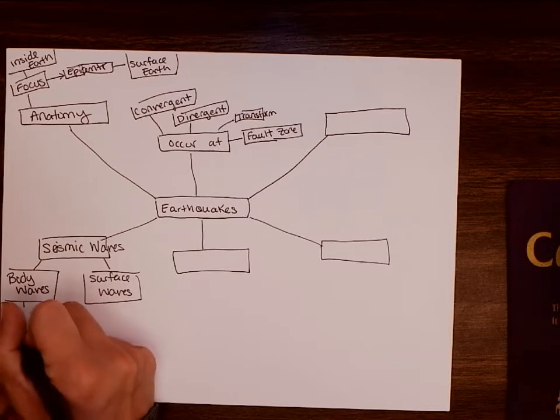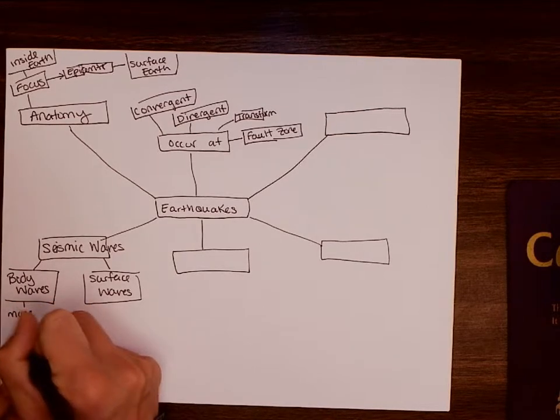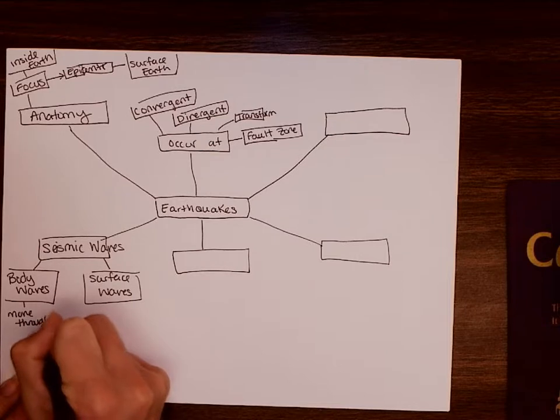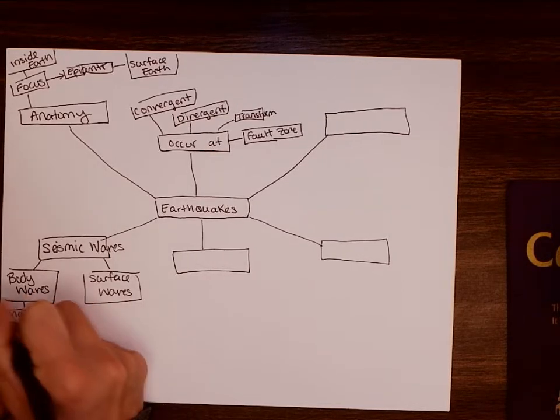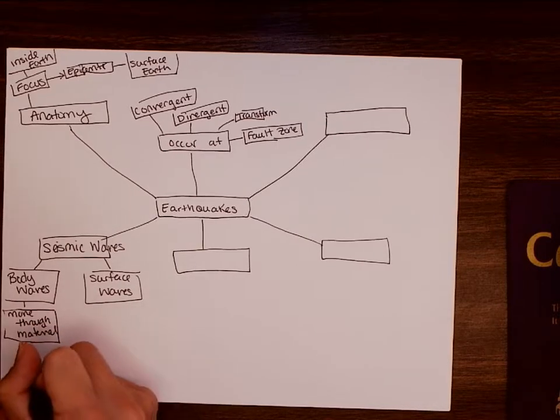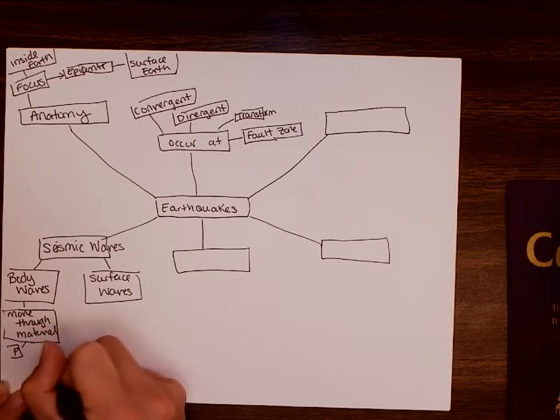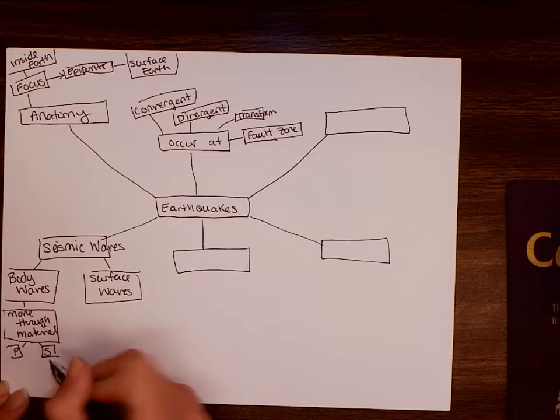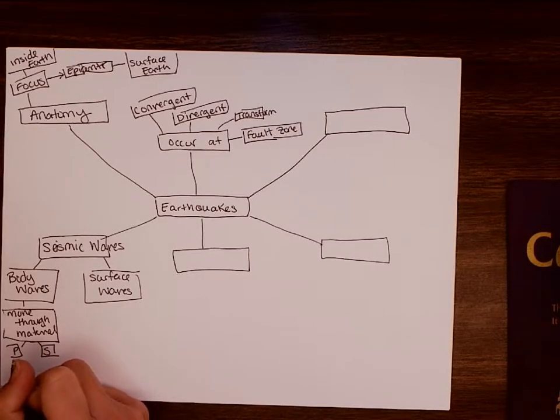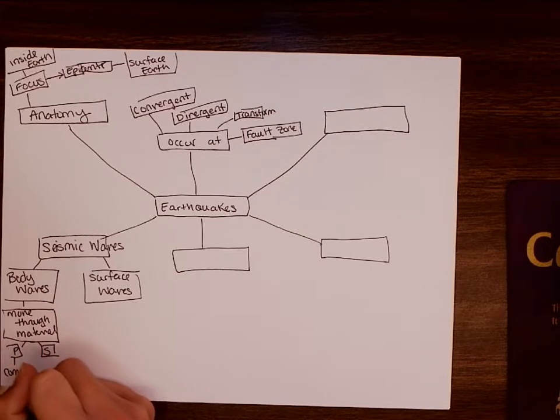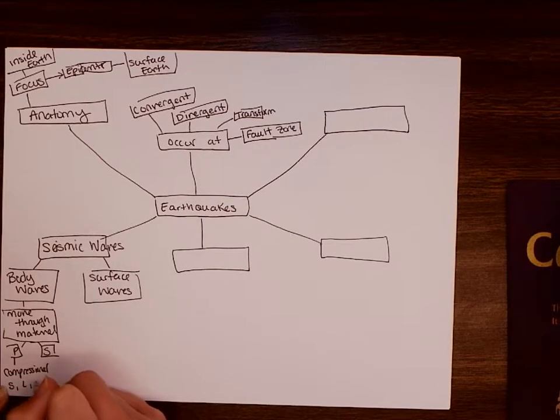And we can write that here. So they move through material. We'll just call it material. And we have 2 different types of body waves. We have a P wave and we have an S wave. P waves are the first waves to arrive, and they are going to be compressional. And they can move through all solids, liquids, and gases for our P waves.